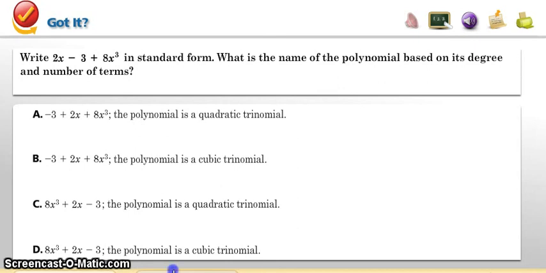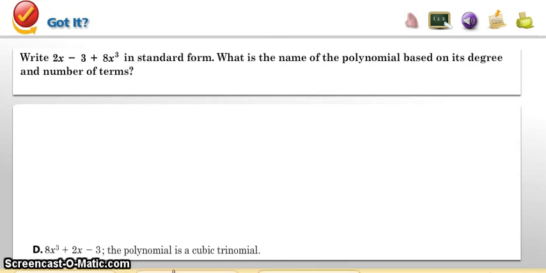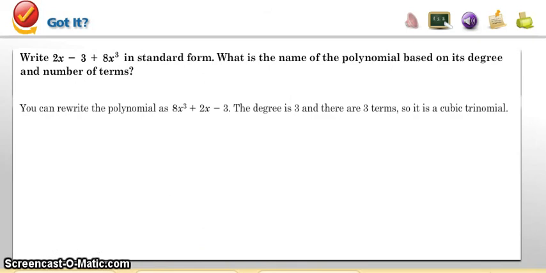Your answer to this is D. Once you put it in order, you have 8x to the third plus 2x minus 3. The largest exponent you have is 3. That's the degree. There are 3 terms, so it's a cubic trinomial.